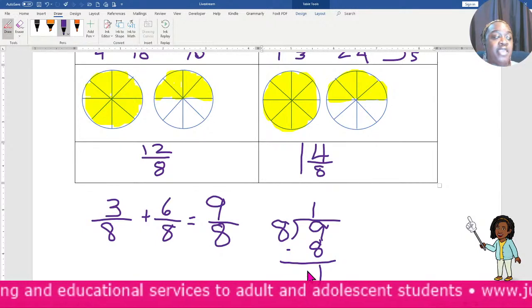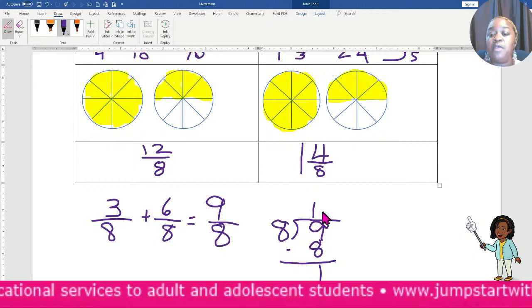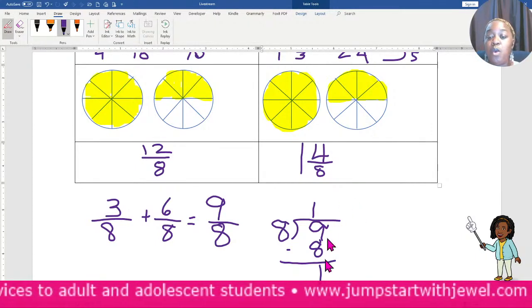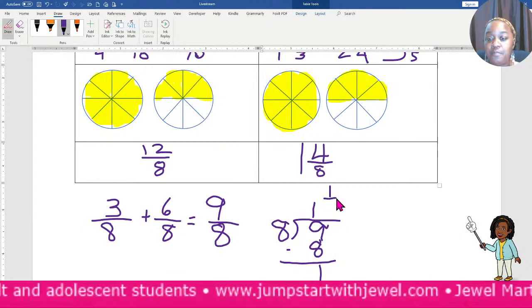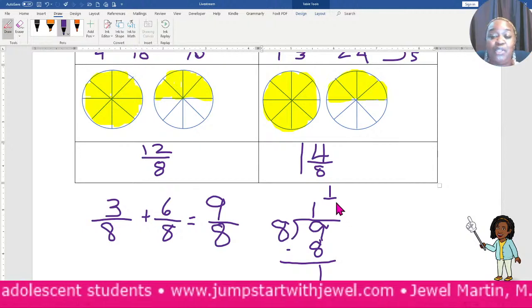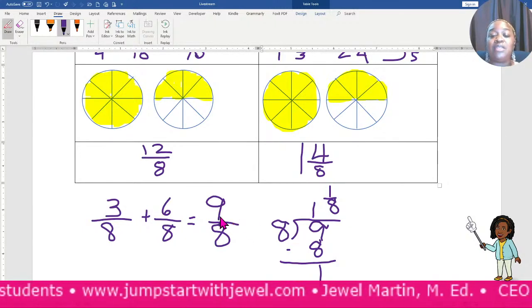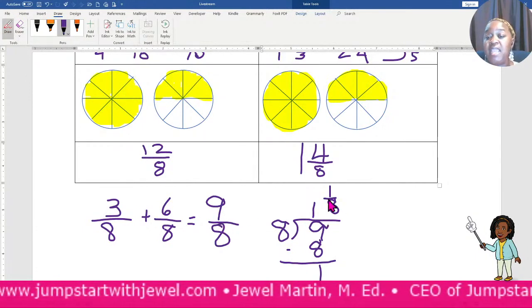And so instead of it being a remainder of 1, where you would do a regular division problem, this becomes your new mixed number. 1, the remainder, becomes your numerator. And then 8 is still your denominator. So your answer, you took 9/8 and you transformed it into 1 1/8.